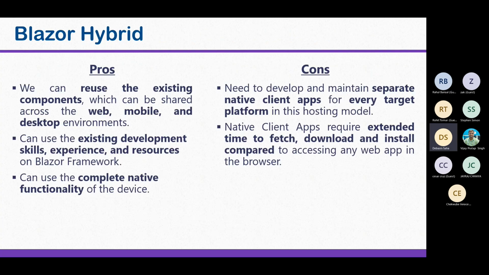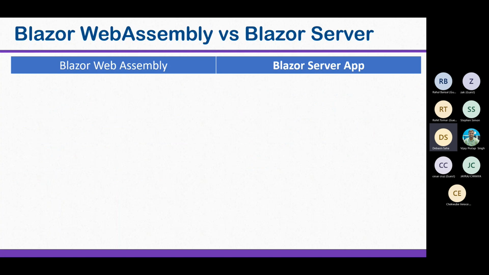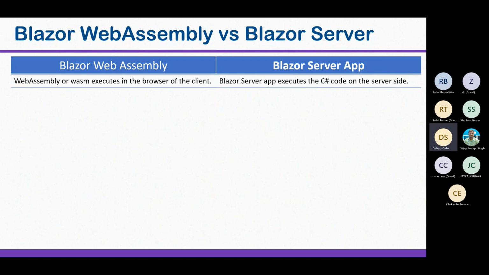So out of these three hosting models, the first two are related to web-based applications. When we are going to develop any web application, we need to understand the difference between these two models, that is Blazor WebAssembly and Blazor Server. Blazor WebAssembly depends upon WebAssembly, as the name suggests, and in the case of a Blazor Server app, it executes the C# code on the server side. It does not depend upon WebAssembly.